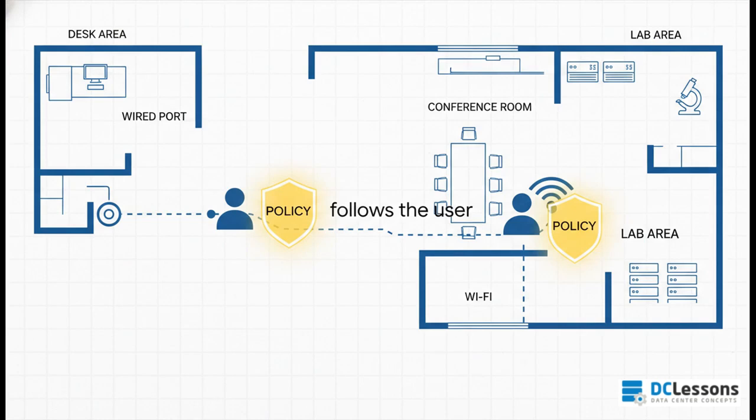Now this is a monumental shift in how we think about security. In the old world, your security policy was tied to a physical port or a static IP address. In SD Access, policy is tied directly to a user's identity. Just think about what that means for a second. Your access rights automatically follow you, whether you're at your desk plugged in, in a conference room on Wi-Fi, or even in a totally different building. The network always knows who you are and what you're allowed to touch.